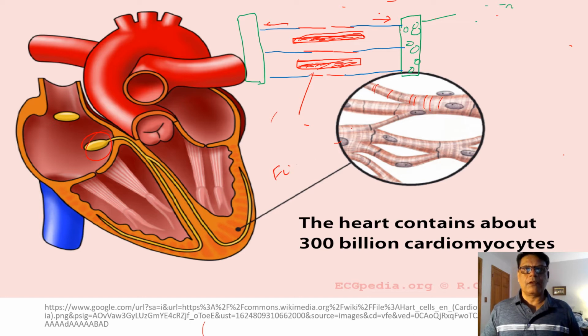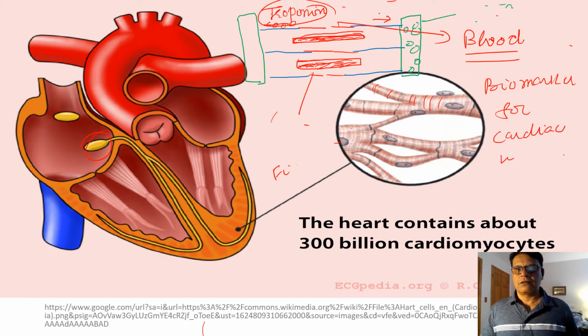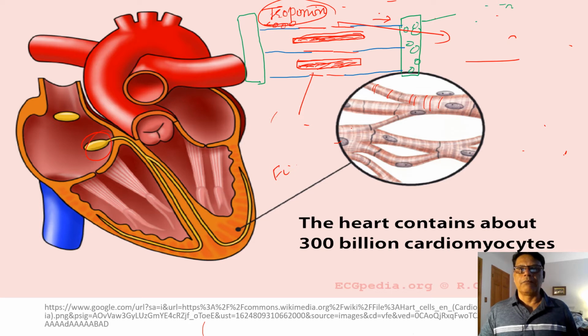And there is a type of protein attached to the actin filaments that is called troponin. When there is injury to the cell, this troponin spills into the blood. And the level of troponin in the blood is used as a biomarker for cardiac injury. So cardiomyocytes contain different types of protein like actin, myosin, and troponin, and contain sarcomeres.